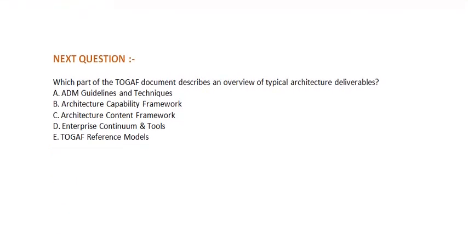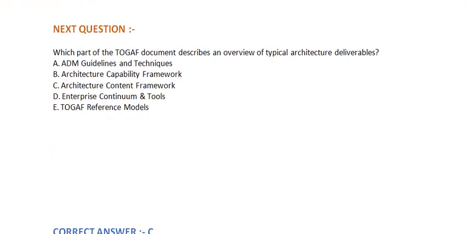Next question is, which part of the TOGAF document describes an overview of typical architecture deliverables? Option A, ADM guidelines and techniques. Option B, architecture capability framework. Option C, architecture content framework. Option D, Enterprise Content Framework. And option E, TOGAF Reference Tools. The correct answer is option C.